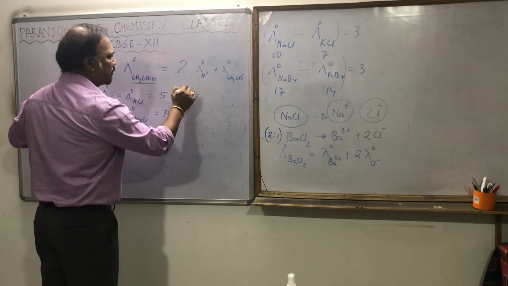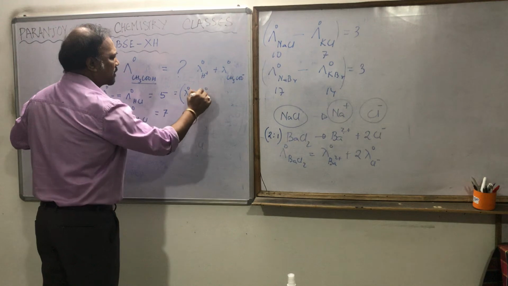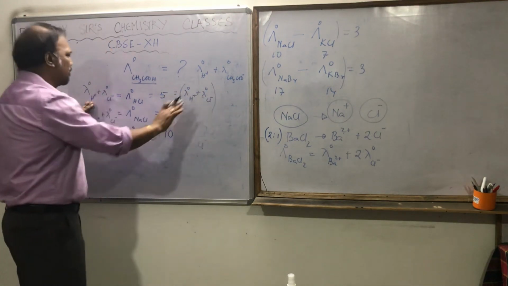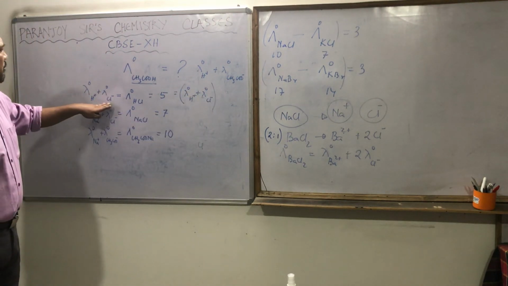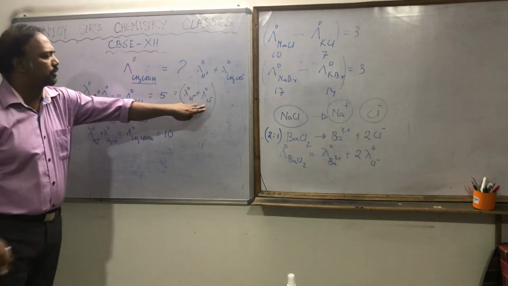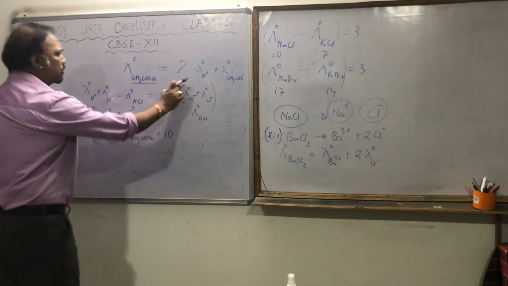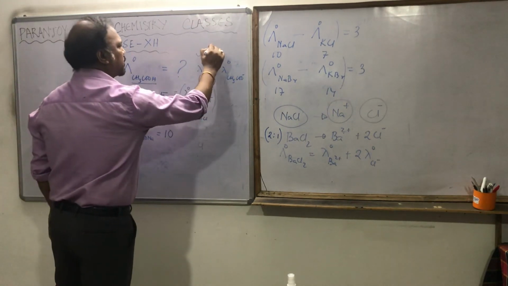Lambda 0 for H positive plus lambda 0 for Cl negative means nothing but lambda 0 for HCl. We know this value. That we know. This is nothing but lambda 0 for HCl, and we got H positive. H positive we got.